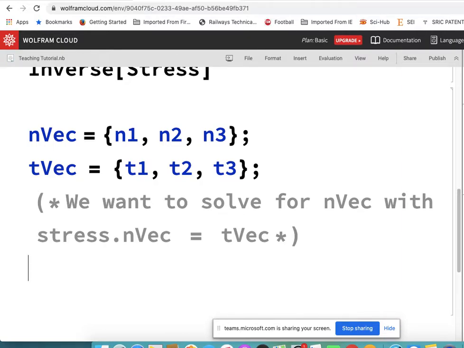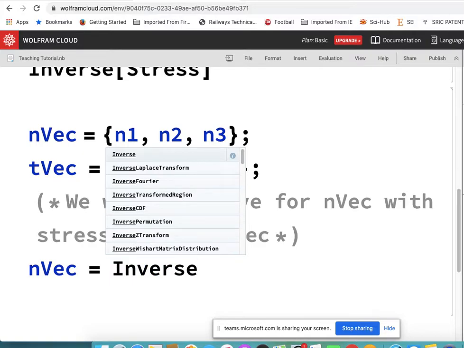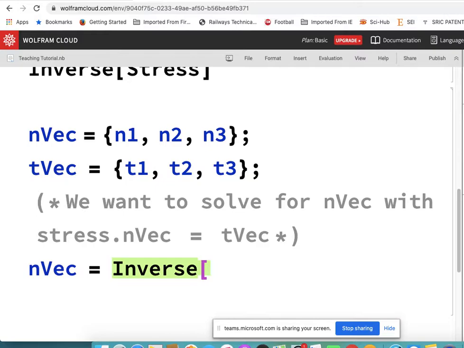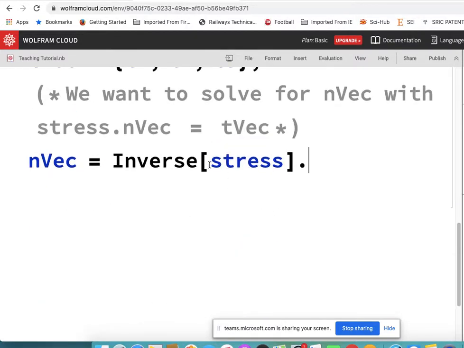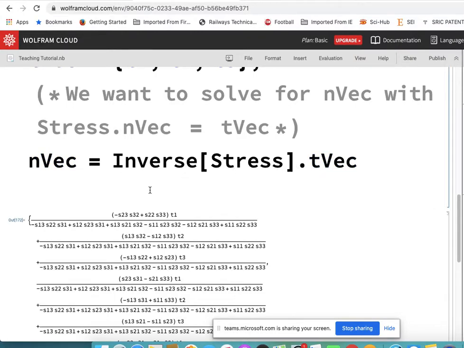Then what we can do is write n vec as equal to inverse. There are two ways of solving this. One is to directly say that it is equal to the inverse of stress S capital, dotted with t vec. This is one way to solve for n vec.